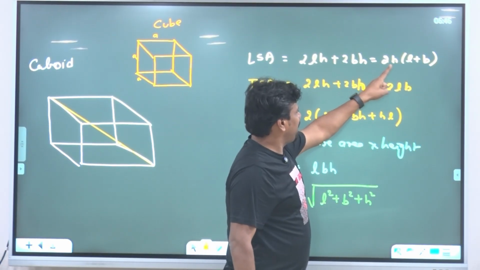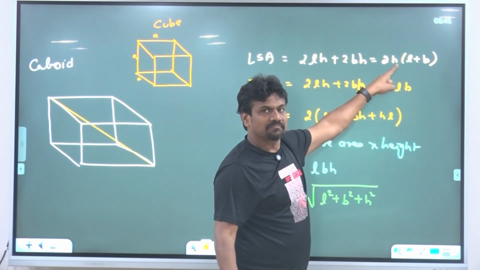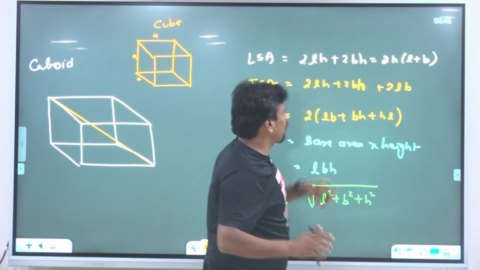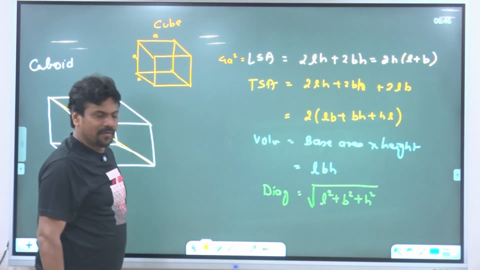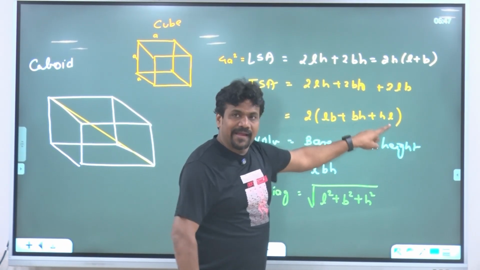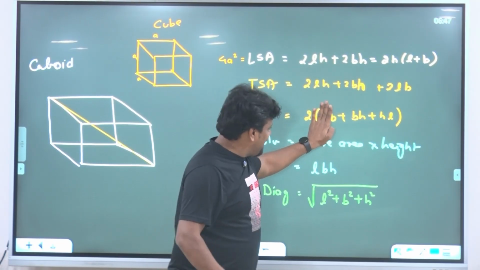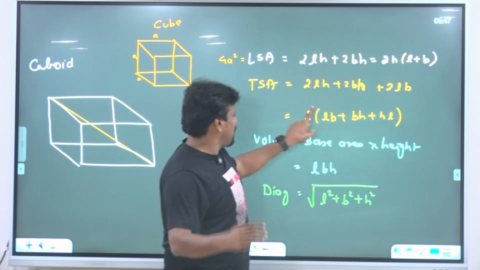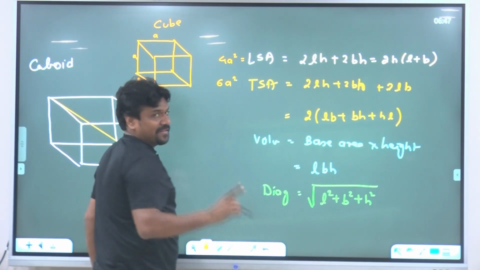So you have 2A, A plus A. A plus A is 2A, 2A into 2A is 4A square, and that is the lateral surface area for cube. Similarly, total surface area is 2A into A, A into A, A into A. So A into A is A square, and A square plus A square plus A square is 3A square into 2 is 6A square. That's why total surface area is 6A square, and that is coming good.